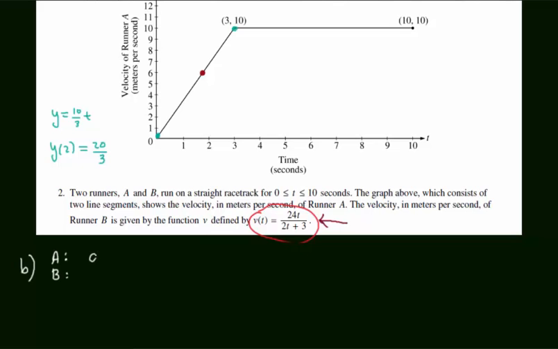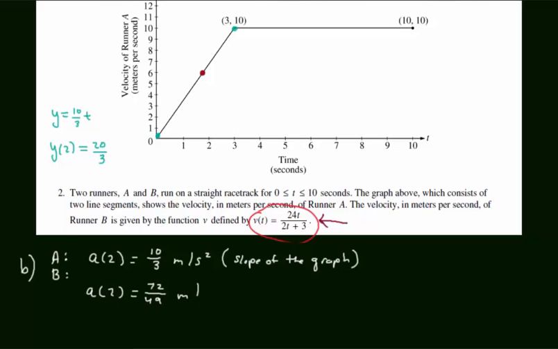Now in question B, they want the acceleration of each runner. So the acceleration of runner A at time 2 would equal simply 10/3 meters per second squared, and that would have been found by the slope of the graph. Then for runner B, the acceleration at time 2, we would use our calculator to get that, and that would be 72/49 meters per second squared. That's using the calculator.